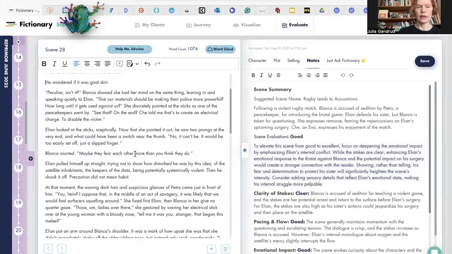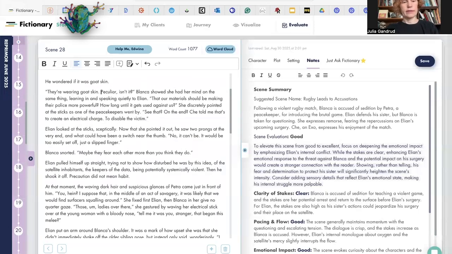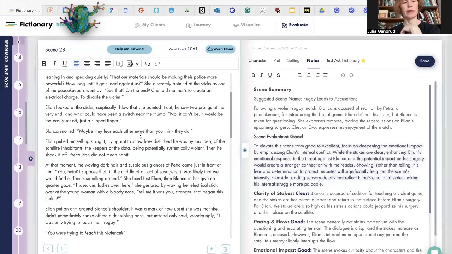"Peculiar, isn't it? That our materials..." Okay, let's give that to Blanca then. "They're wearing goat skin." All right, we don't need it to be him wondering in his head. Blanca said, leaning in and speaking quietly. We know she's talking to Elian. "That our materials should be making their police more powerful. How long until it gets used against us?" See that on the end, Che told me that's to create unstable victims. Okay, fair enough. We'll leave that.